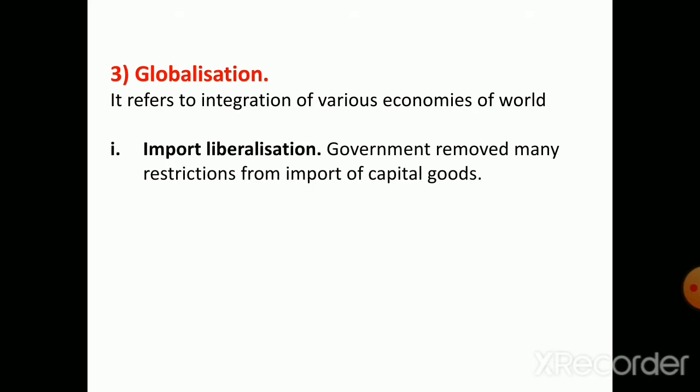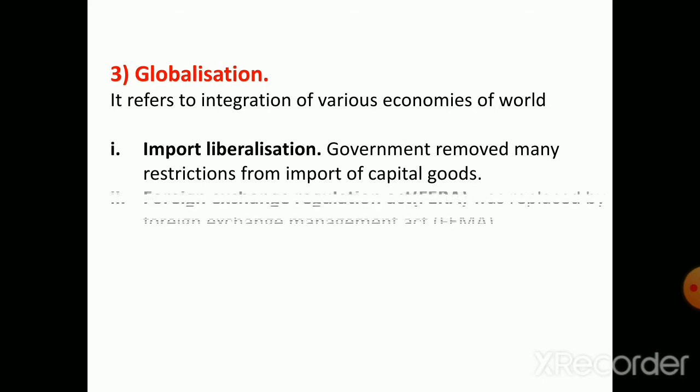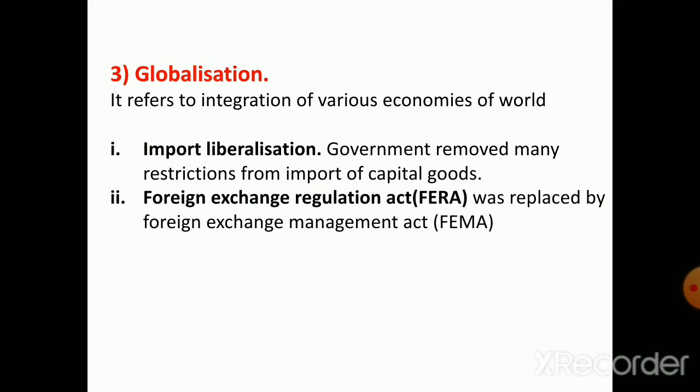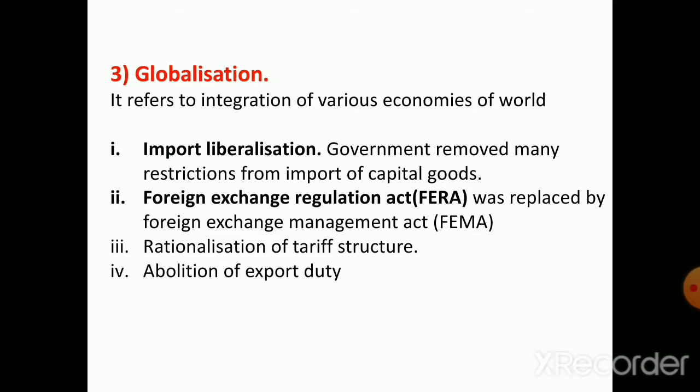So first is import liberalization, which means government removed many restrictions from import of capital goods. Second is Foreign Exchange Regulation Act, which is known as FERA, and it was replaced by Foreign Exchange Management Act. Now it is known as FEMA. Third is rationalization of tariff structure, abolition of export duty, reduction of import duty, etc. So globalization basically involves the greater interaction and interdependency among the various nations of global economy. Globalization क्या है? अलग अलग nations के बीच में या different countries के बीच में जो एक greater interaction और interdependency है, that is globalization.